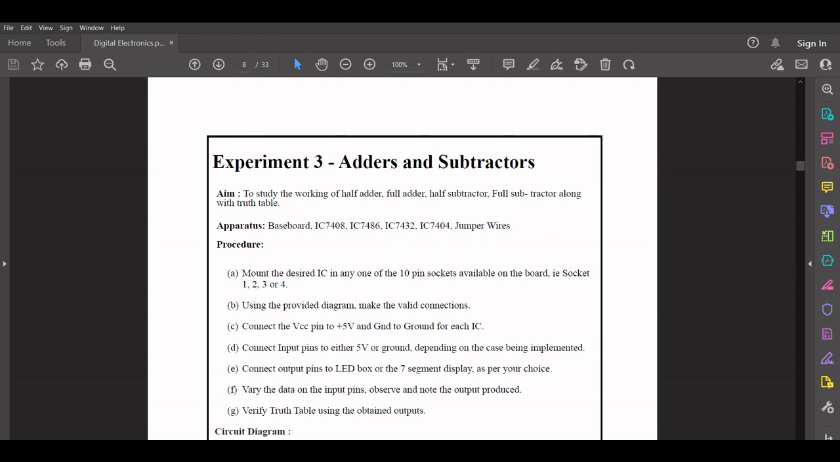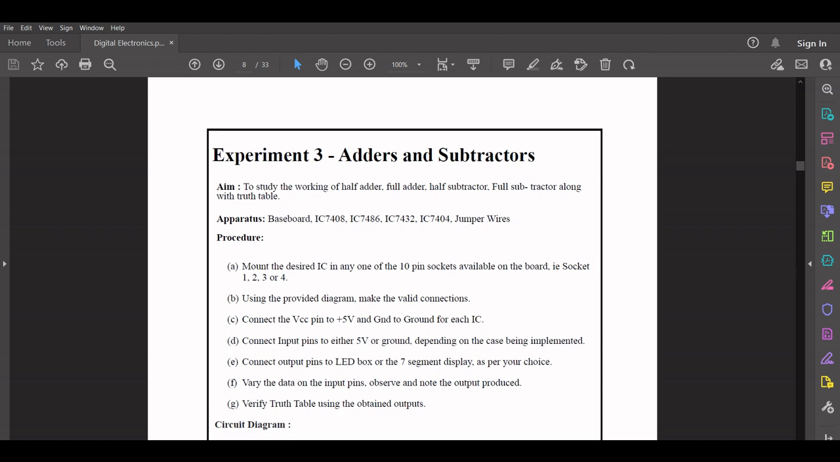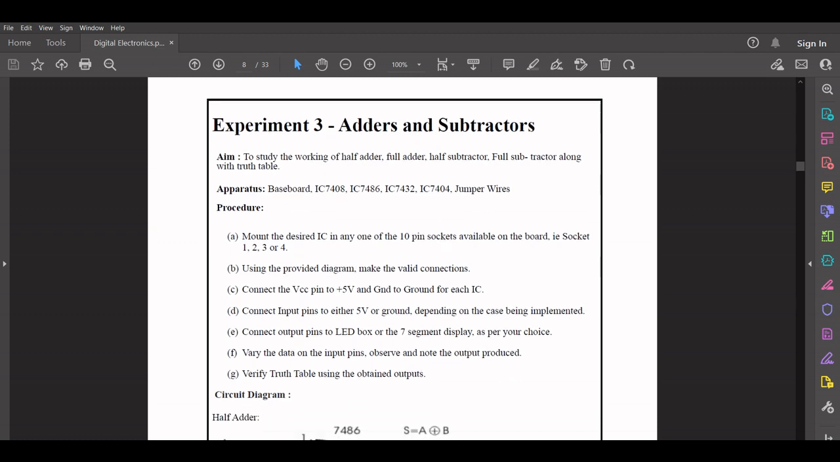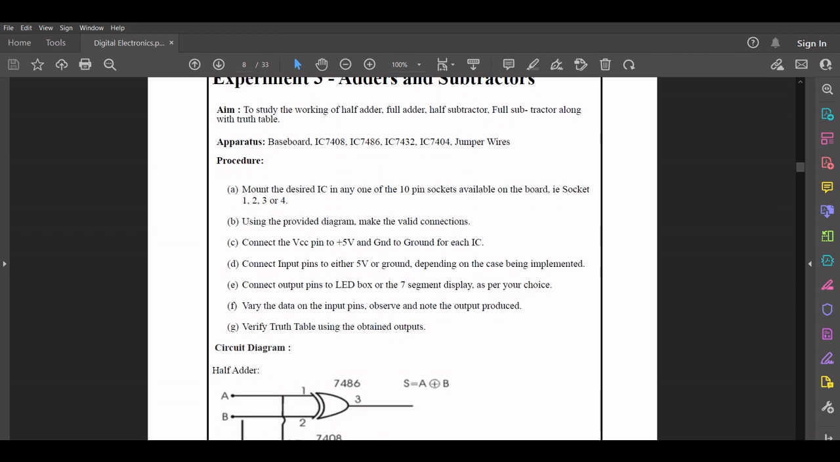So the apparatus for this experiment again is the baseboard, a couple of ICs and a few jumper wires. The procedure is very similar to the first two experiments. We will have to mount the IC in any one of the 10-pin sockets. You will have to look at the pinout diagram, and make the connections for the VCC and the ground. Then you will have to figure out where the input and the output pins are, and you can connect the input pins to logic 1 or logic 0, and you can connect the output pins to the LED box or the 7 segment display.